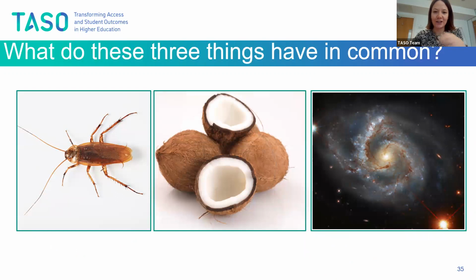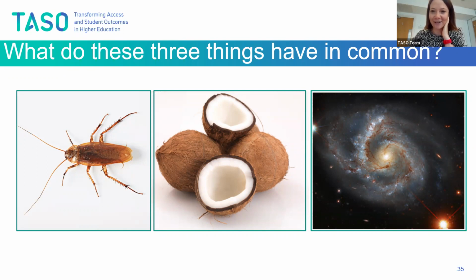So this is our last section on the theory before I hand over to Sarah. And again, I guess it wouldn't be a TASO webinar without one of these questions, so do feel free to drop your thoughts in the chat. What I would like to know is what all three of these things have in common. On the far left, we've got cockroaches. In the middle, we've got coconuts. And on the right-hand side, we've got a galaxy. Can anyone tell me what you think these three things have in common, bearing in mind that we're talking about RCTs? Any thoughts in the chat, let us know.